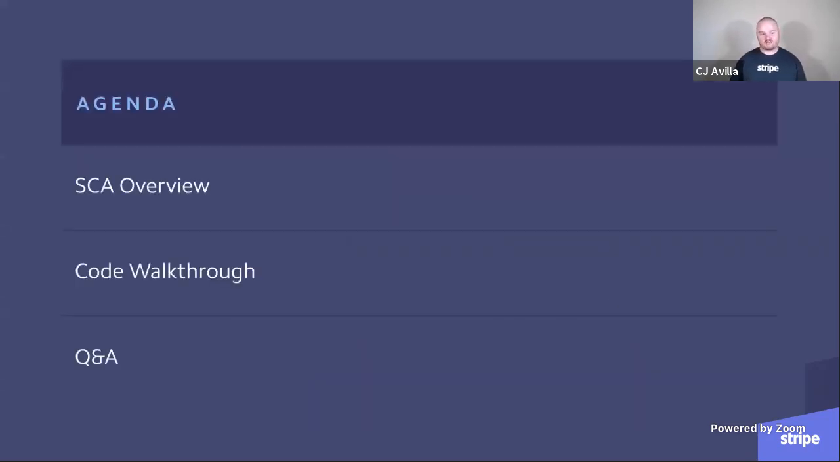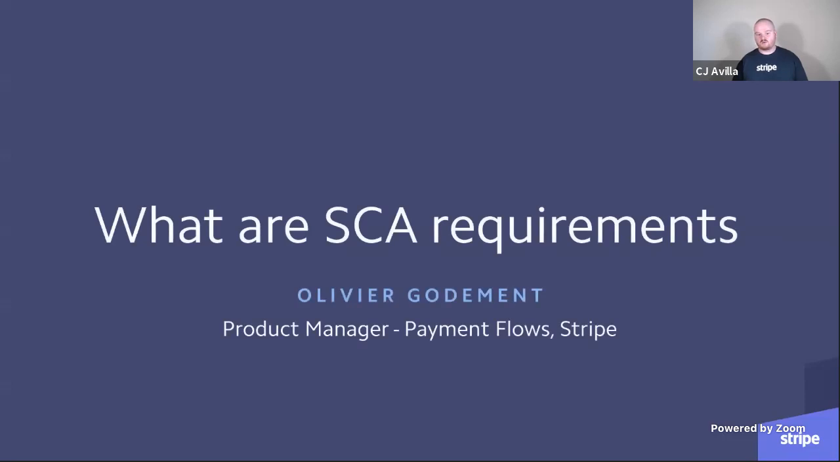Here's a quick breakdown of what we're going to talk about. We'll do an SCA overview, a code walkthrough, and then a quick Q&A at the end to answer any questions you may have. This is meant to be an office hours where you can ask questions about SCA and also how we implemented the automatic confirmation flow for SCA. So with that, Olivier, can you tell us more about SCA and what those requirements are?